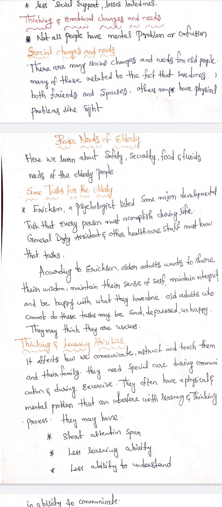Aged people have many social changes and needs. Many of these relate to the fact that loved ones, both friends and spouse, may have physical problems like problems with sight. Some people will need more care from the family members, so that they can be happy. We have to make them happy by giving assistance in everything.